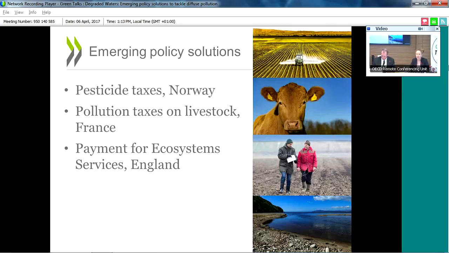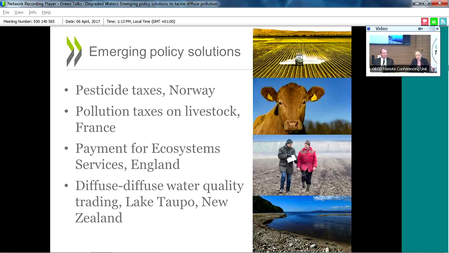England has a number of payment for ecosystem services schemes where water utilities work with upstream farmers to develop water management plans to reduce nutrients, pesticides, and sediments. In doing so, they reduce drinking water treatment costs.